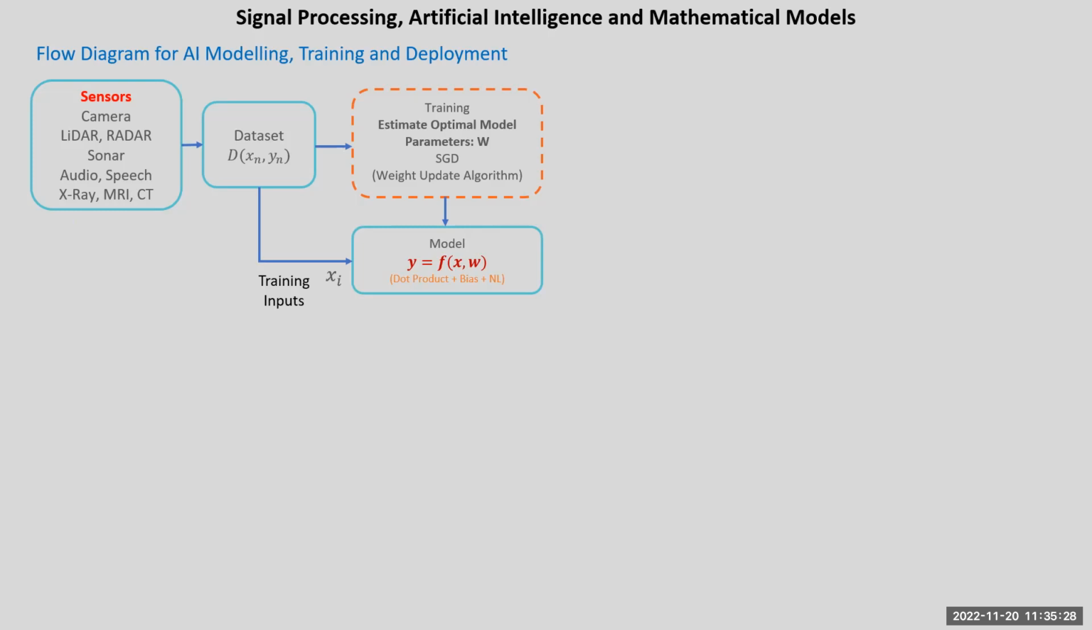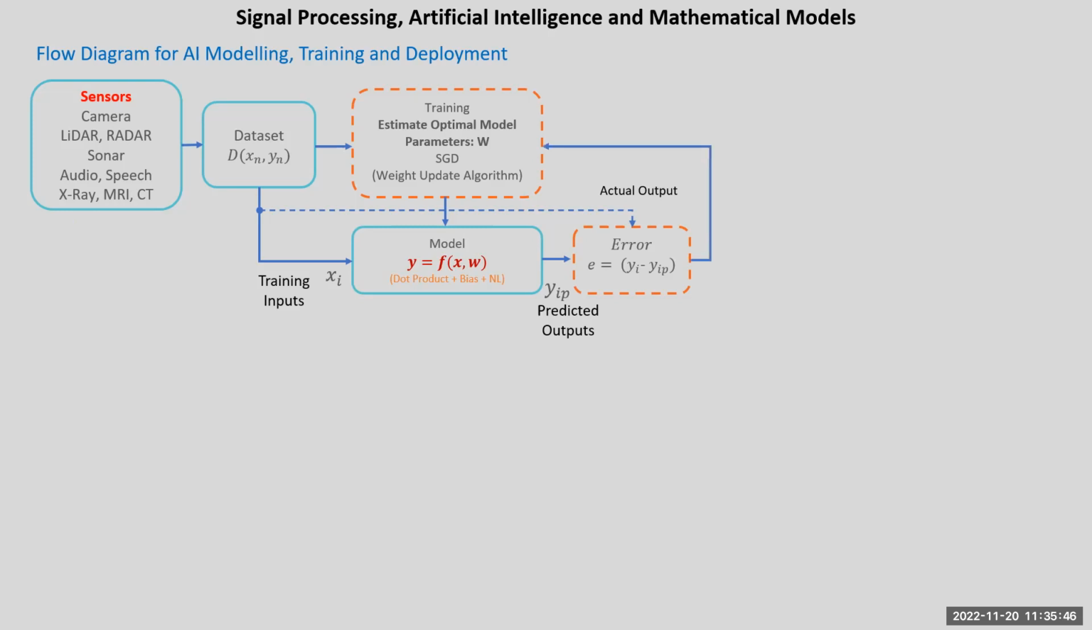Now here, once you have the data set in your hand, you can define training inputs and outputs. And the model output is subtracted from the original output, which will give the error E. And then one can compute the mean square error.